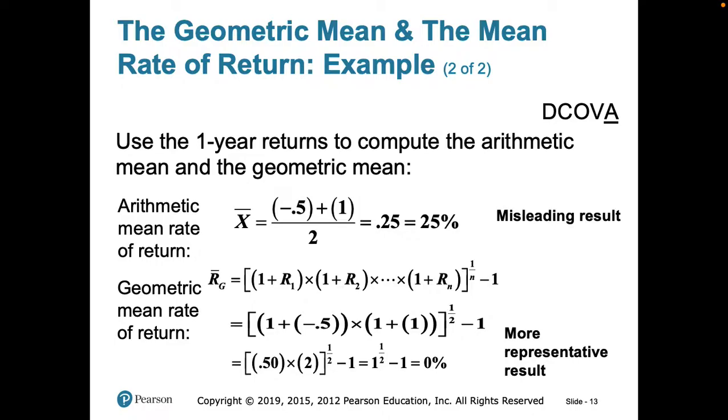So in this case, you will add 1 plus negative 0.5. That'll give you 0.5. And then you multiply by 1 plus 1, which is 2. So you multiply those two, and then you raise it to the half power, and then you get that down to 0, which is actually what you got because you started with $100,000. You ended up with $100,000, so you didn't gain any money, you didn't lose any money. Your geometric rate of return will equal 0. So you see the advantage of using the geometric rate of return compared to the arithmetic mean, which are different.